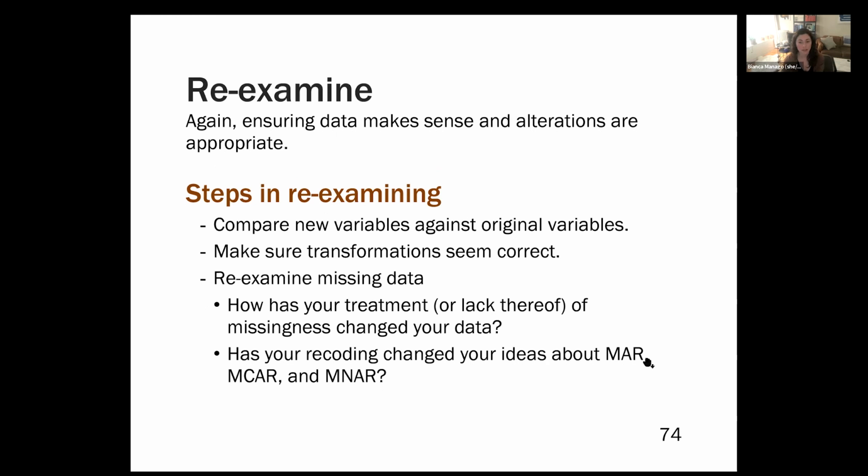And then this MAR, MCAR, and MNAR are all different forms of missing data, missing at random, missing completely at random, missing not at random. All of these words are different depending on what field you're in. Don't worry about it. Just has it changed your ideas about why data is missing and how it's missing?